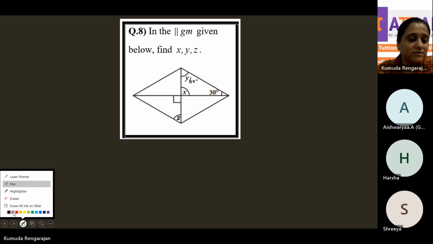What about z? 90, ma'am. Alternate interior angles. Yeah. No, somebody said 90. No, it's not 90. Z is equal to 60 degrees because alternate interior angles are equal. So see here.